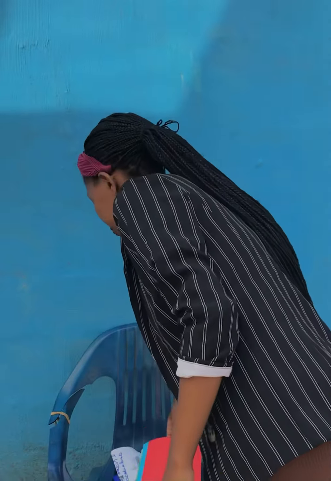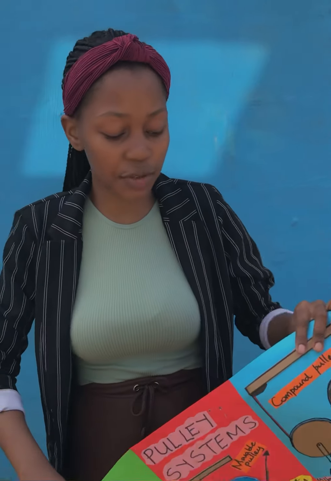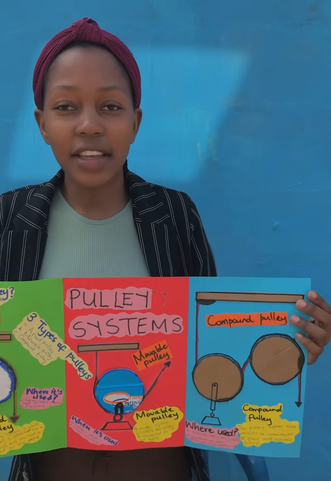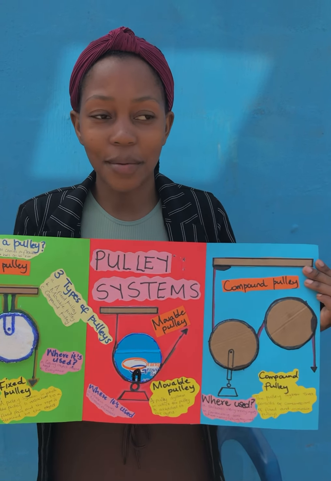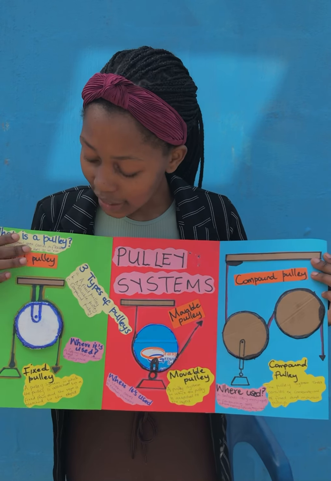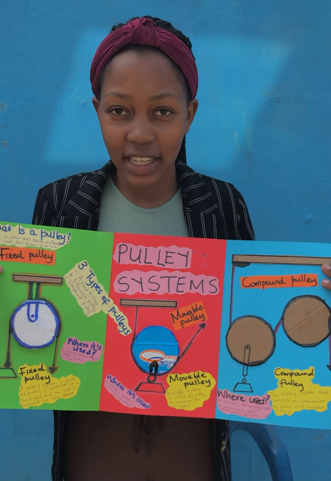So this is our poster. I have made this poster for you to understand what a fixed pulley looks like, what a compound pulley looks like, and what a movable pulley looks like. The first one is the fixed pulley, as I have demonstrated here.